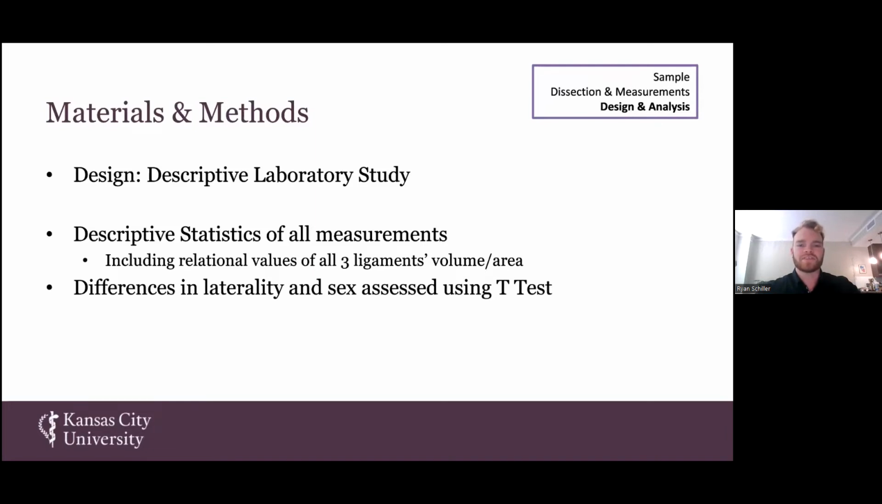And the statistical analysis included descriptive statistics of all of these measurements that were taken, including relational values of all three ligaments, volume or area associated to one another. And the differences in laterality and sex were assessed using a t-test.